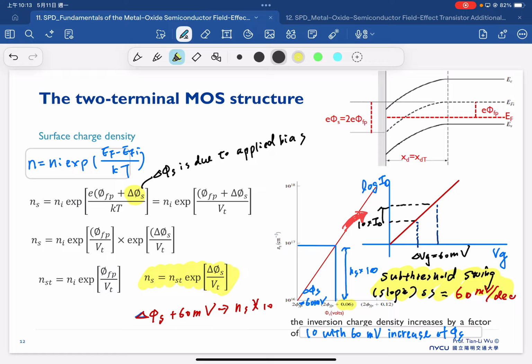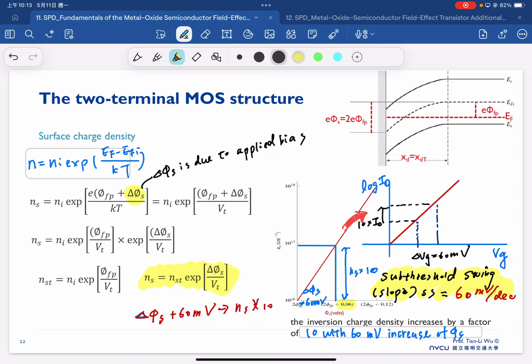So if you look at the paper that I shared from TSMC, published for the 5 nanometer and 3 nanometer nodes, they always highlight that they can make it 70 millivolt per decade, which is already very good, but still can be improved.